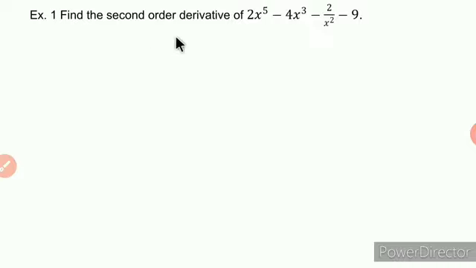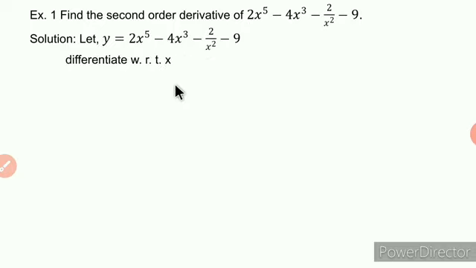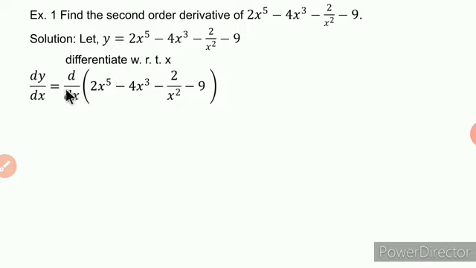So see example 1. Find the second order derivative of 2x raised to 5 minus 4x cube minus 2 upon x square minus 9. Now let us first denote this given function as y. So in the solution, let y is equal to the given function. Now differentiate this with respect to x. We get dy by dx is equal to d by dx of 2x raised to 5 minus 4x cube minus 2 upon x square minus 9.